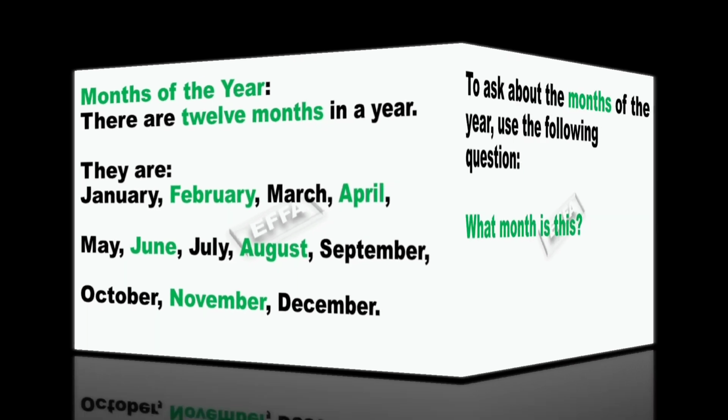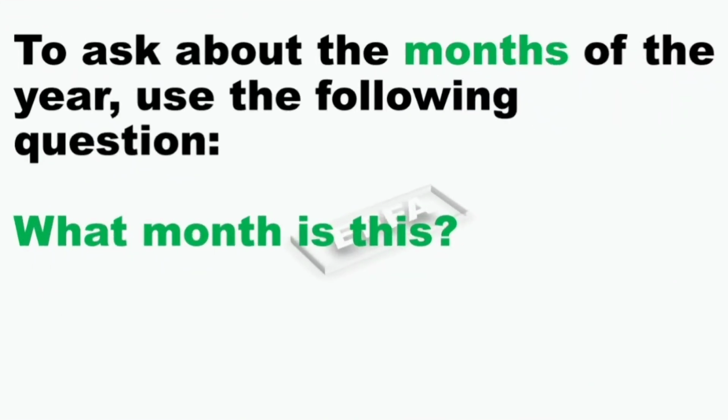Now, let's learn how to ask about the month in English. To ask about the months of the year, use the following question. For example, what month is this? That means which month is it? It is enough to learn this question so you can ask about any month of the year, dear students.